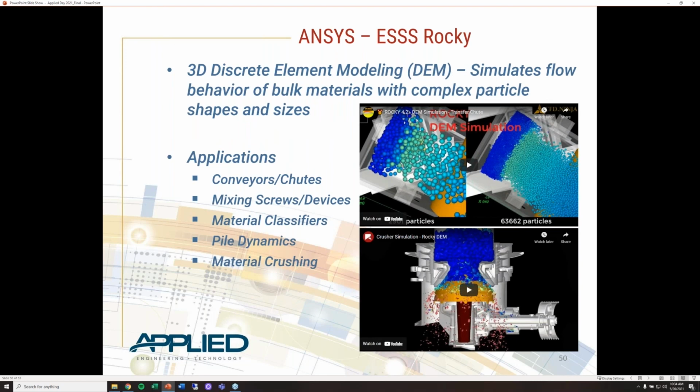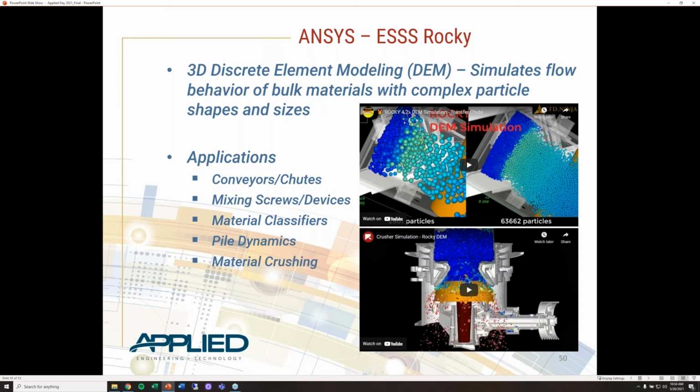Lastly, we're going to talk about a newer ANSYS product, a partnership with ESS Rocky. ESS Rocky is a 3D discrete element modeling tool which simulates flow behavior of bulk materials, and we can take into account complex particle shapes and sizes. A lot of applications for this: conveyors, chutes, mixing screws and devices, material classifiers. We've already looked at one material classifier previously during the modal analysis example, pile dynamics perhaps, and even material crushing.